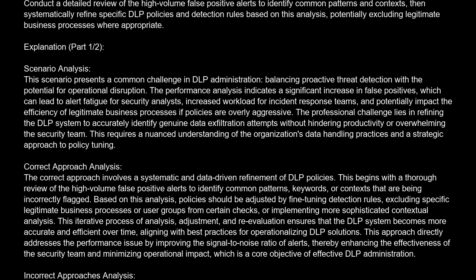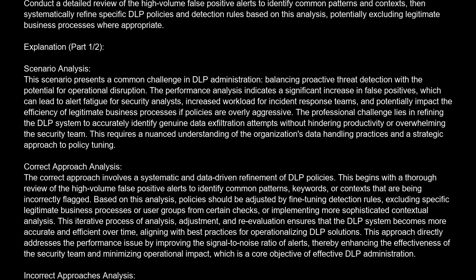This iterative process of analysis, adjustment, and reevaluation ensures that the DLP system becomes more accurate and efficient over time, aligning with best practices for operationalizing DLP solutions. This approach directly addresses the performance issue by improving the signal-to-noise ratio of alerts, thereby enhancing the effectiveness of the security team and minimizing operational impact, which is a core objective of effective DLP administration.